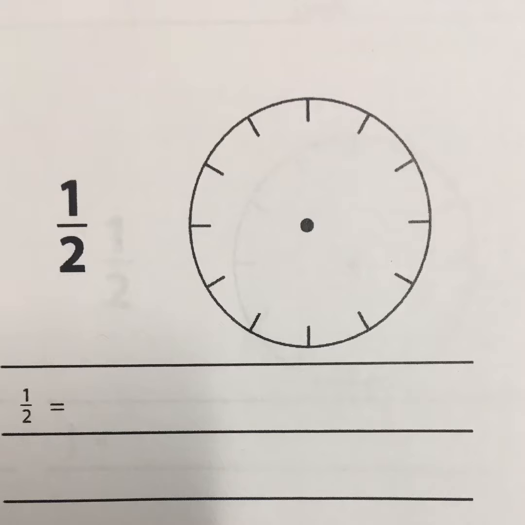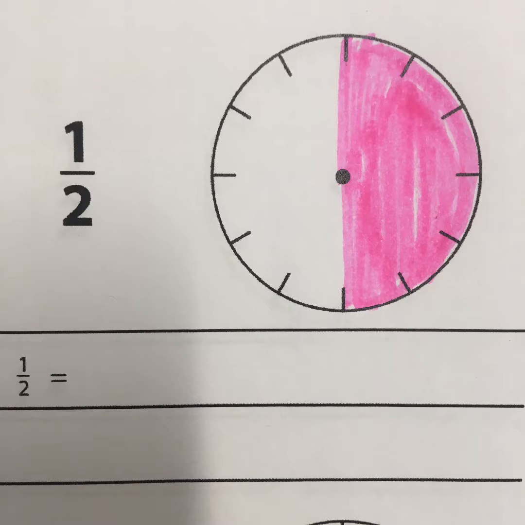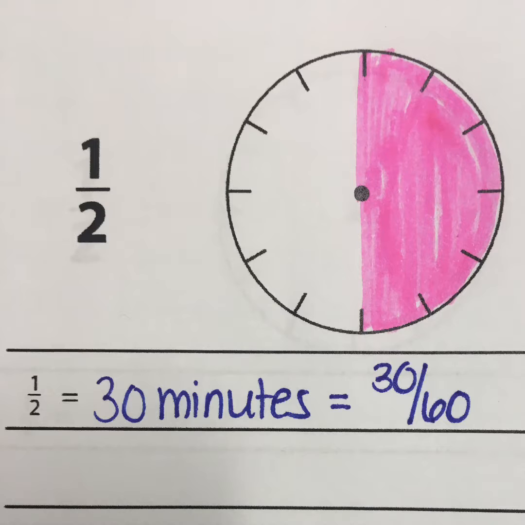Okay, so we have to divide this clock up into half. How might you think of dividing this clock up into half? Well, what makes a half of an hour? If you said 30 minutes, you are absolutely right. 30 minutes make up a half an hour. Okay, so let's talk about how we can write this as a fraction. But before we do that, let's shade in the clock, just like so. Okay, great. So we know that a half of an hour is 30 minutes.